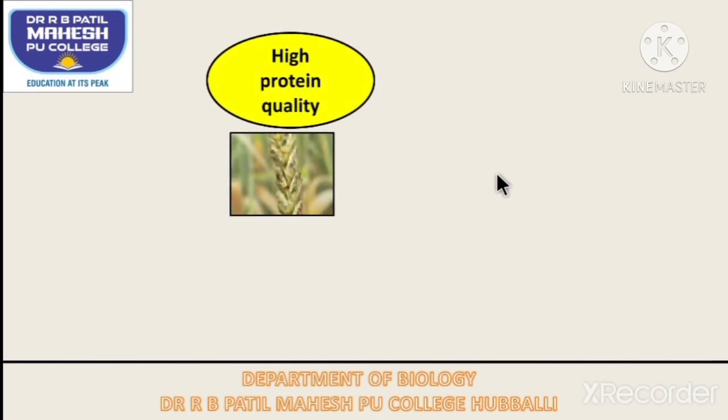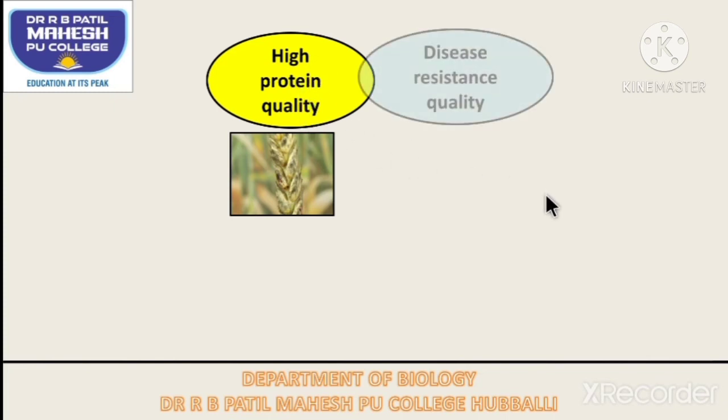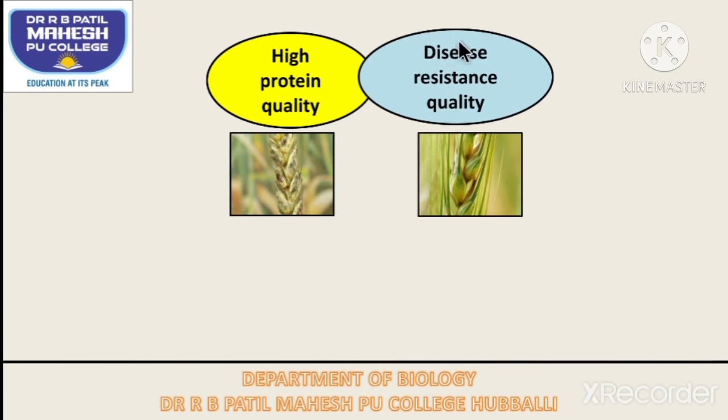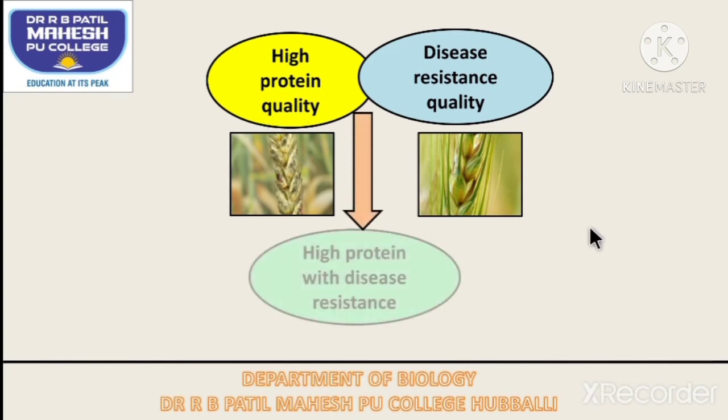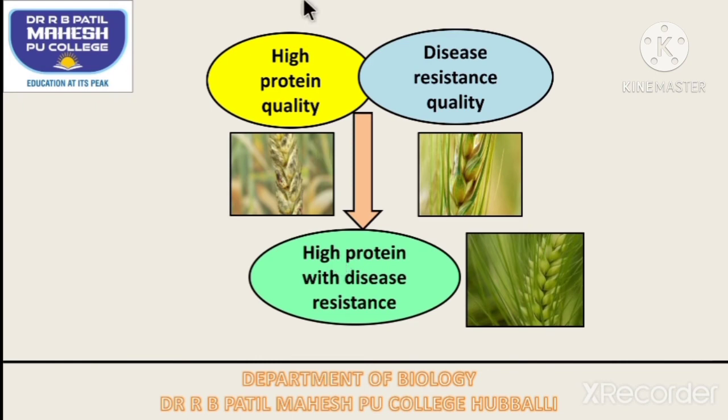So let us try to understand in what way we are going to cross the plant. Say we have selected a plant with high protein quality, and we are going to cross this plant with another character like disease resistant quality. So what we need? We want both these characters in one plant. So the new plant we get will be with high protein, and also with a disease resistant character. So the new young one which is produced is called a hybrid vigor.